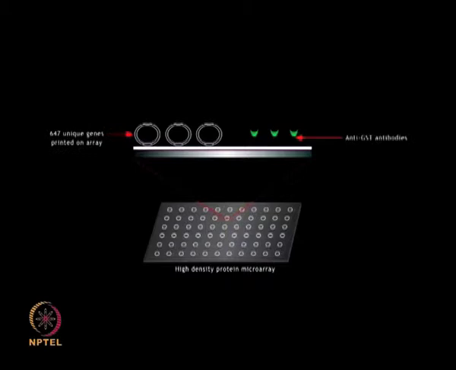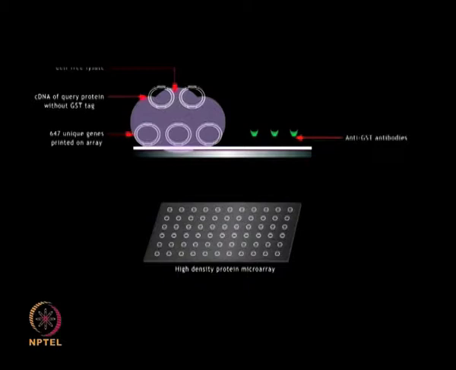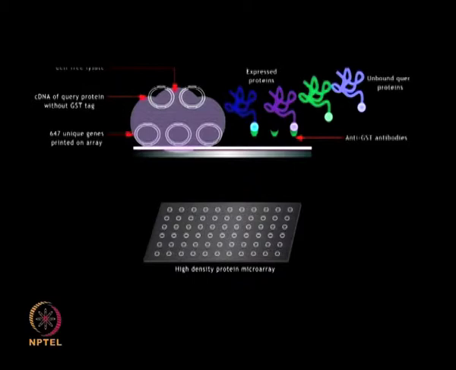High density NAPA approach for studying well characterized gene pairs. Study by Ramachandran et al., 2008. In this study, authors made use of high density nucleic acid programmable protein arrays to study protein-protein interactions. 647 unique genes were printed onto the array surface and expressed by adding the cell-free expression based system.